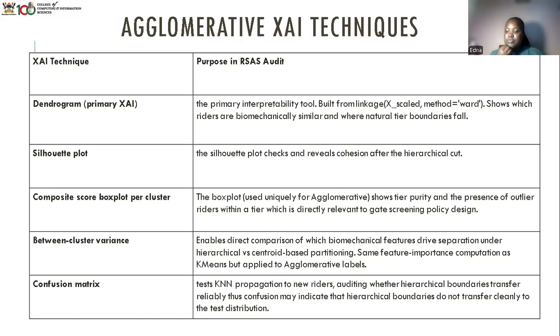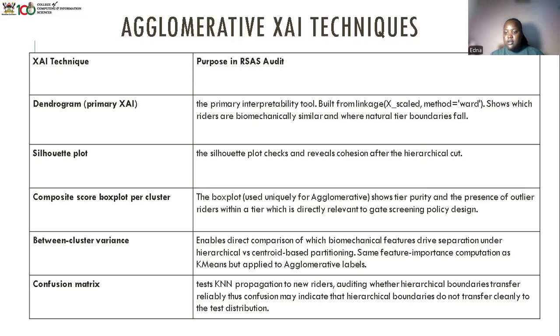Moving on to the composite score box plot, which is unique to the model because it plots the distribution of each rider's composite skill grouped by tire, showing the tire purity and the presence of outliers, directly informing gate screening policy.